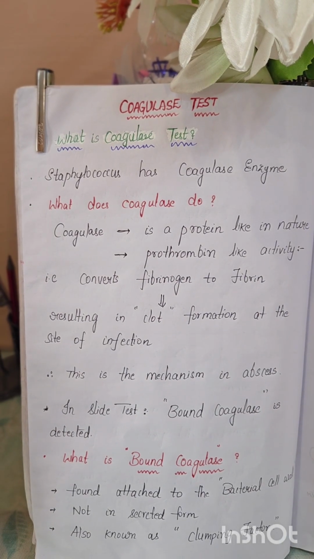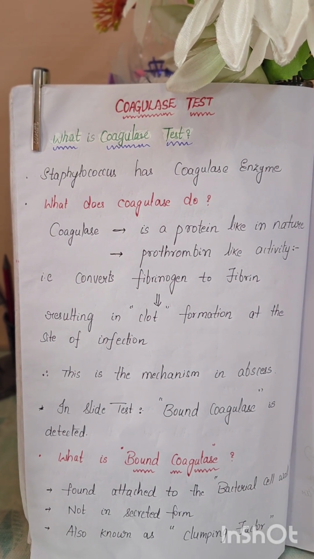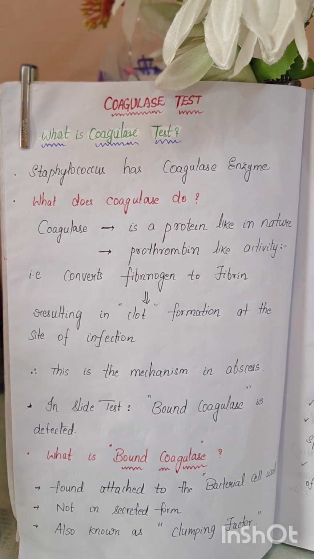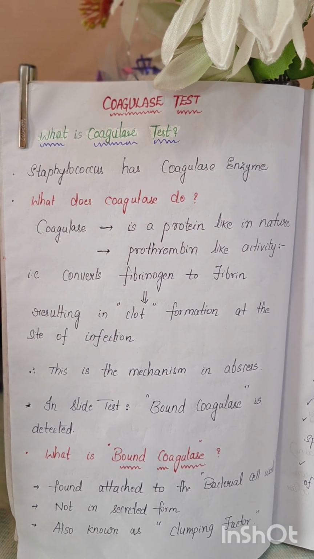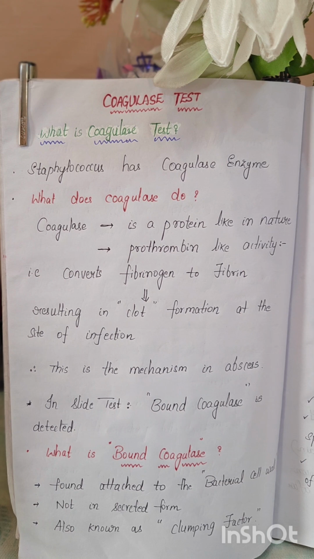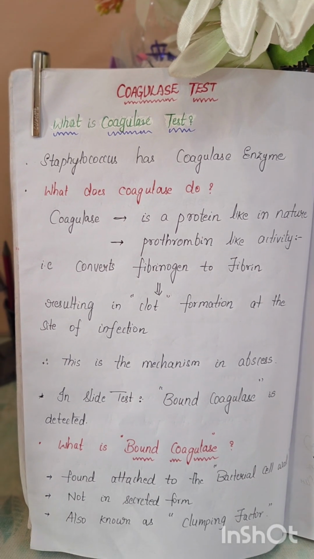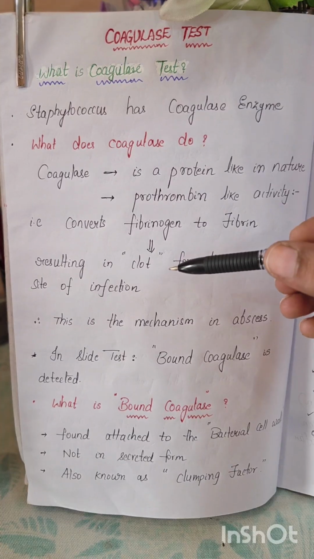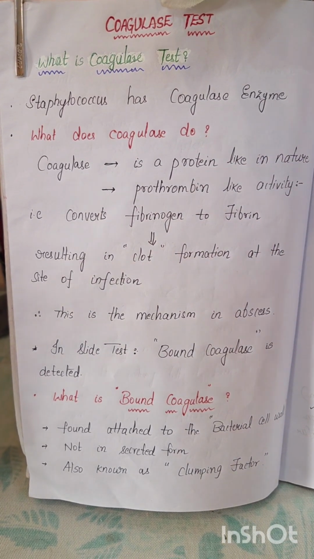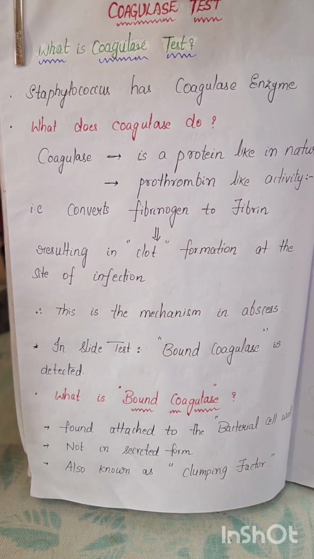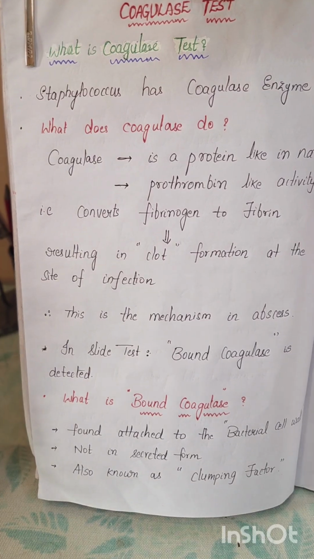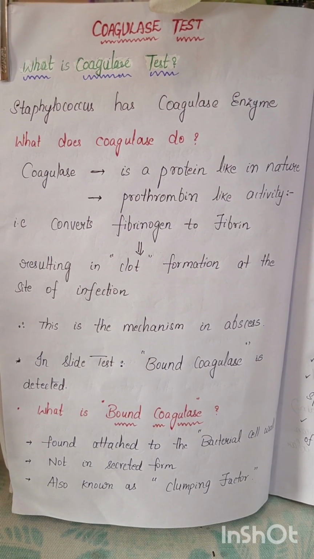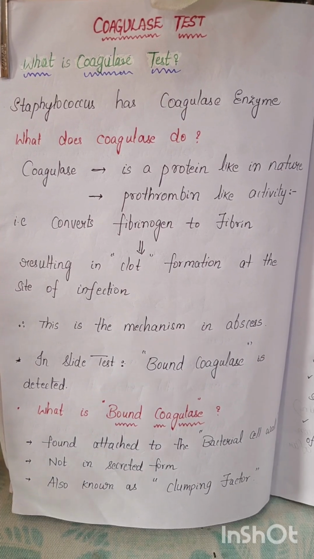So what does coagulase do? Coagulase is protein in nature. It's an enzyme which is protein in nature, and its mechanism of action is prothrombin-like activity. That means it converts fibrinogen to fibrin, which helps in the formation of a clot at the site of any infection. So this is the mechanism in the formation of abscess, that is, formation of a clot and resulting finally in abscess.